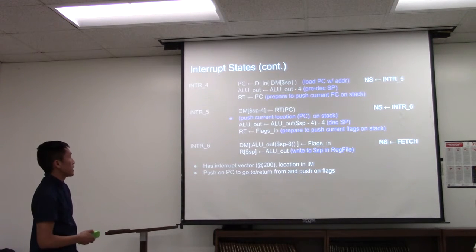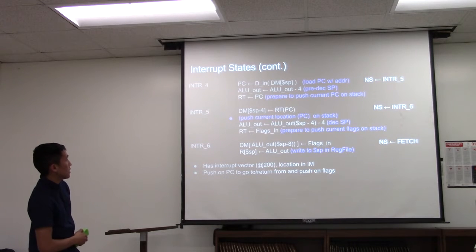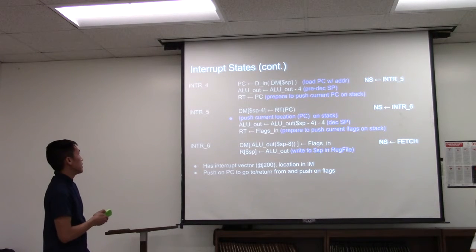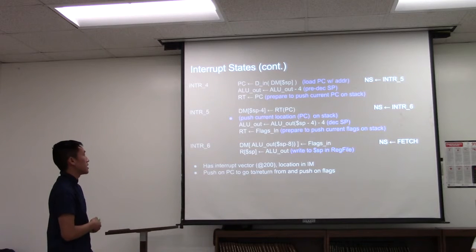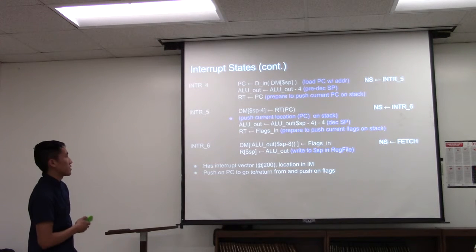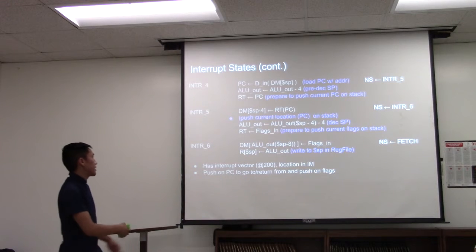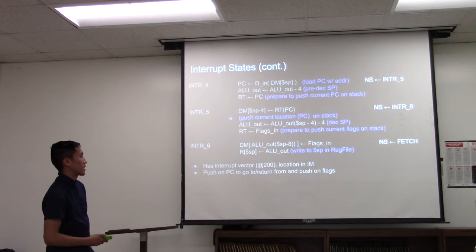And in our fourth state is when we decrement our stack pointer and we load the PC with the address. In our fifth interrupt state is when we push the PC, push our current location onto the stack to return later, and then we also prepare to push our current flags onto the stack. And our last interrupt state is when we push our flags on and we write our stack pointer into our register file. Basically in these states we push our PC that we want to go to and return from, and then we push our flags onto the stack.